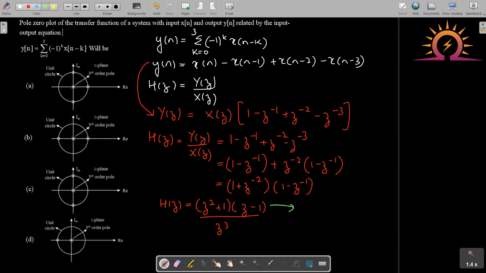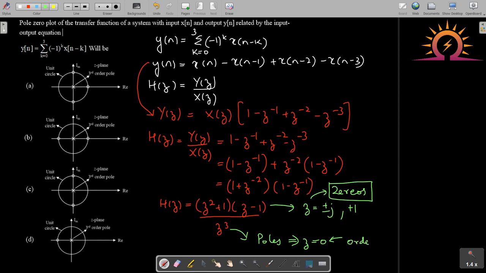Now what are the zeros? Zeros are the roots of the numerator. Roots of the numerator are z equal to plus or minus j, or z equal to plus 1. Now what about the poles? Poles are roots of the denominator. The root of the denominator is z equal to 0, and in fact these are poles at the origin, and the order would be equal to 3.